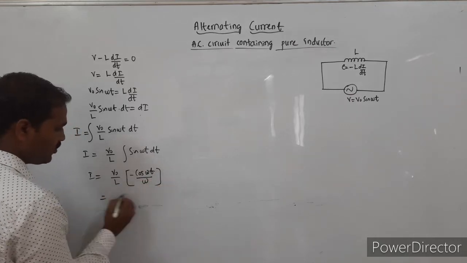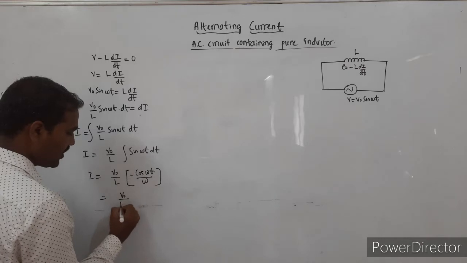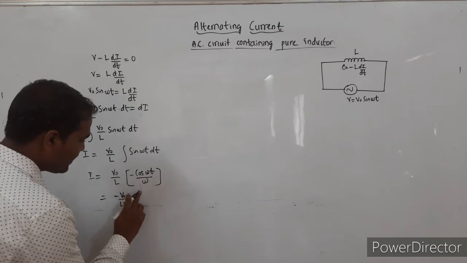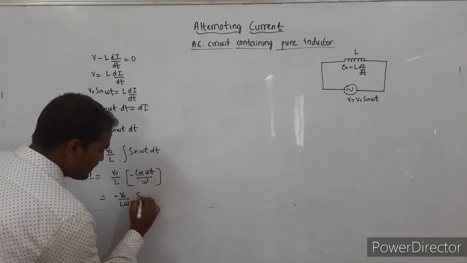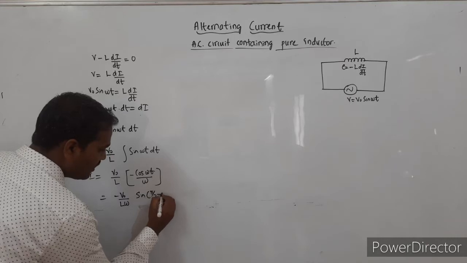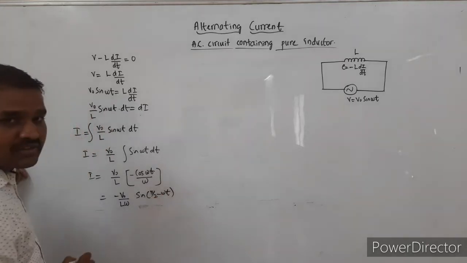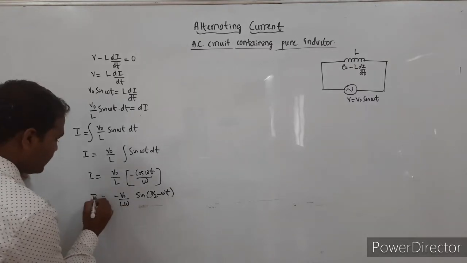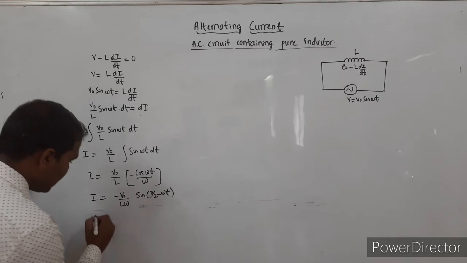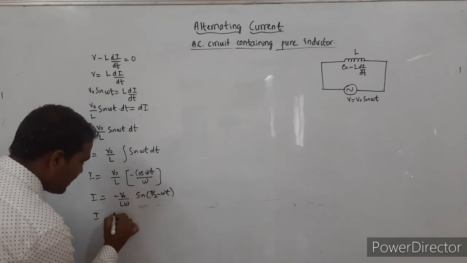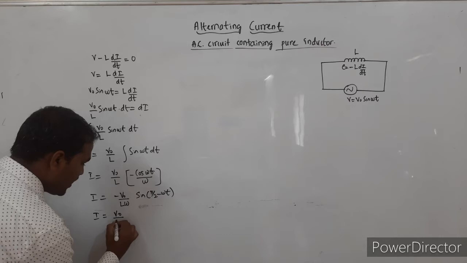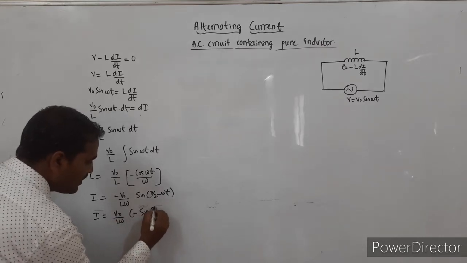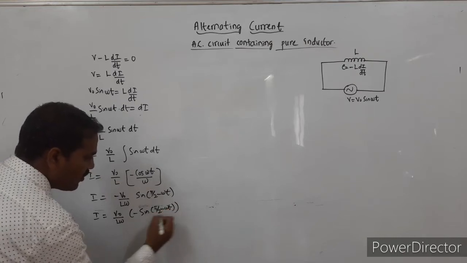So this omega I take outside: V naught divided by L omega, and the minus sign also I write outside. I can write cos omega t as sin of pi by 2 minus omega t, since cos theta is equal to sin of 90 degrees minus theta, which is what I have written here. So this is the equation for I. Then this I we shall write with sign. I will write it as V naught divided by L omega times minus sin of pi by 2 minus omega t.